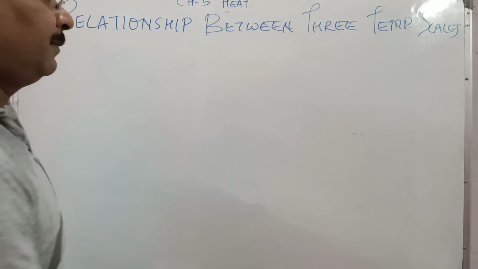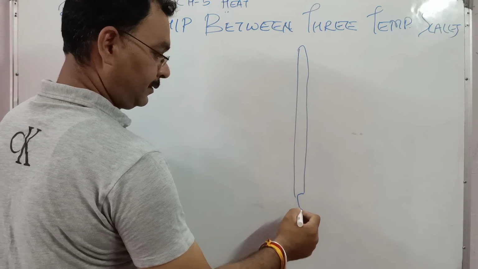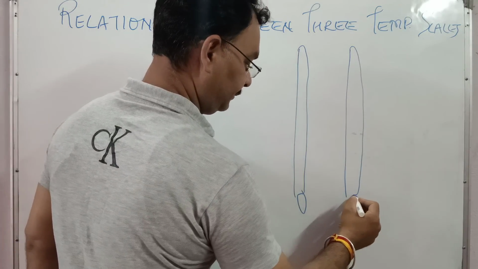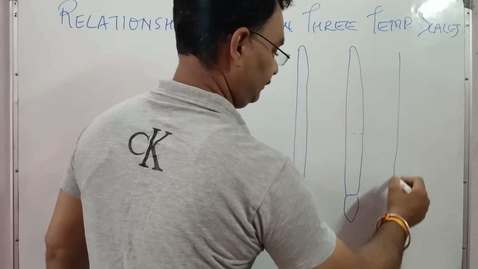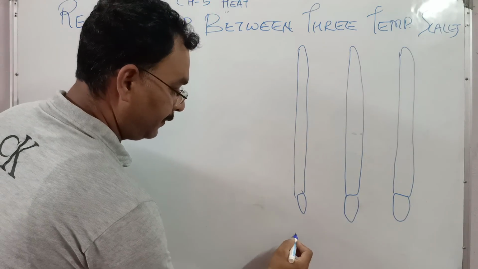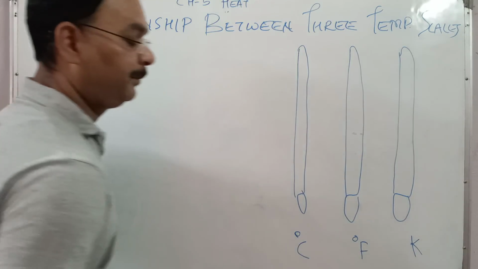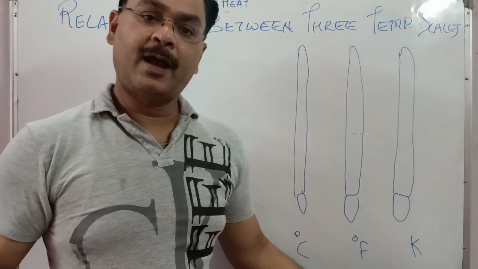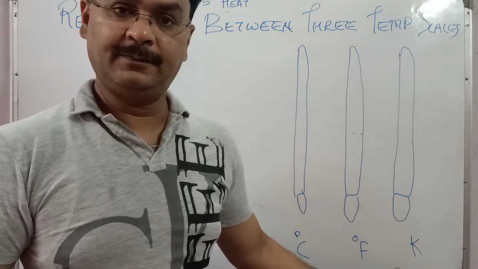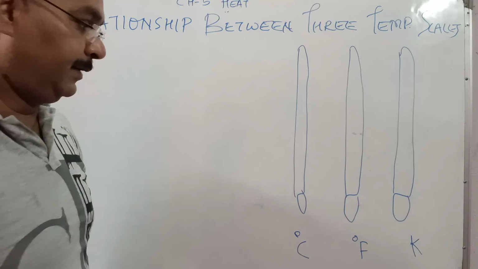Now for that we must know, say I'm drawing three thermometers. Say one for degree Celsius, one for degree Fahrenheit, and one for Kelvin. Now students, remember that when we are expressing the temperature in Kelvin, we do not use the degree sign, because the Kelvin scale is independent of any thermometric property.